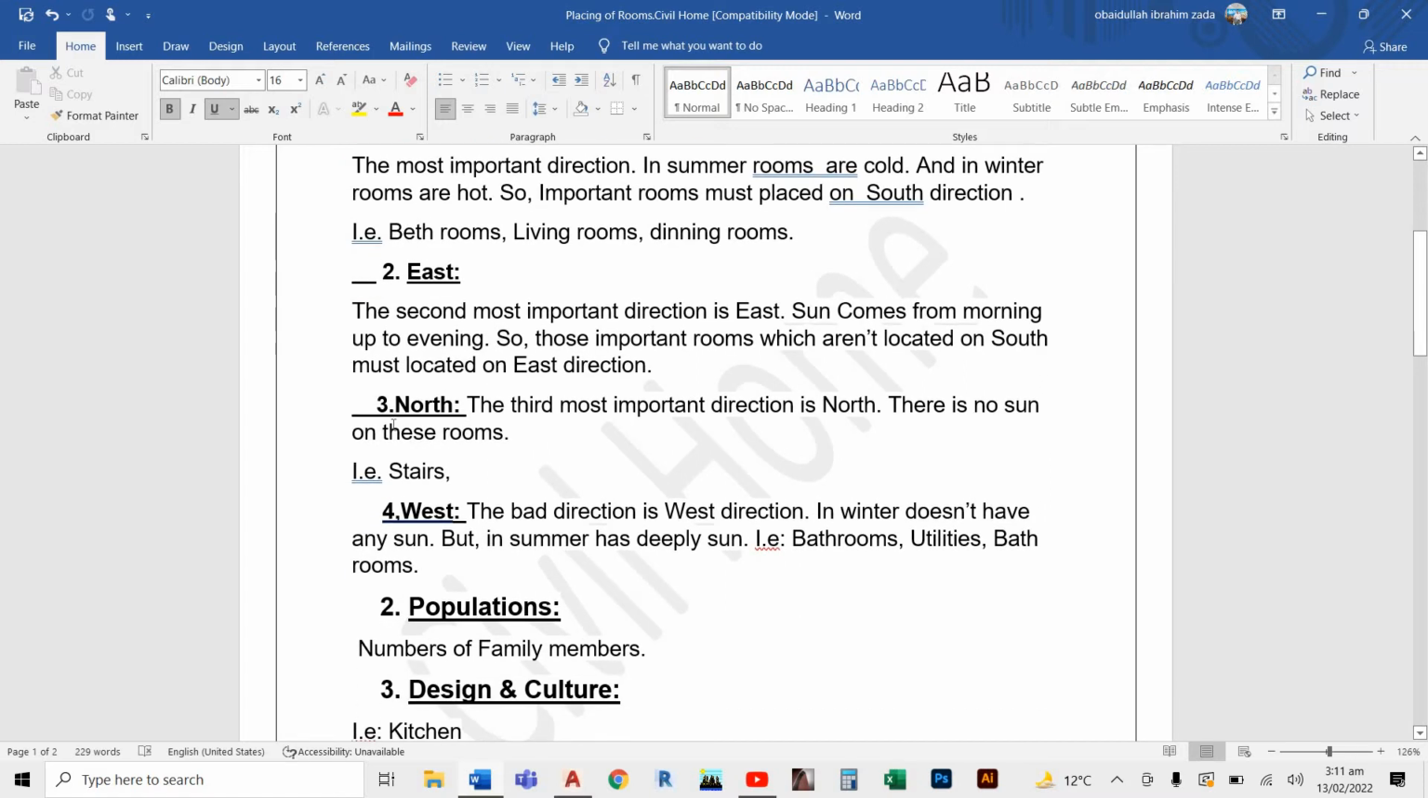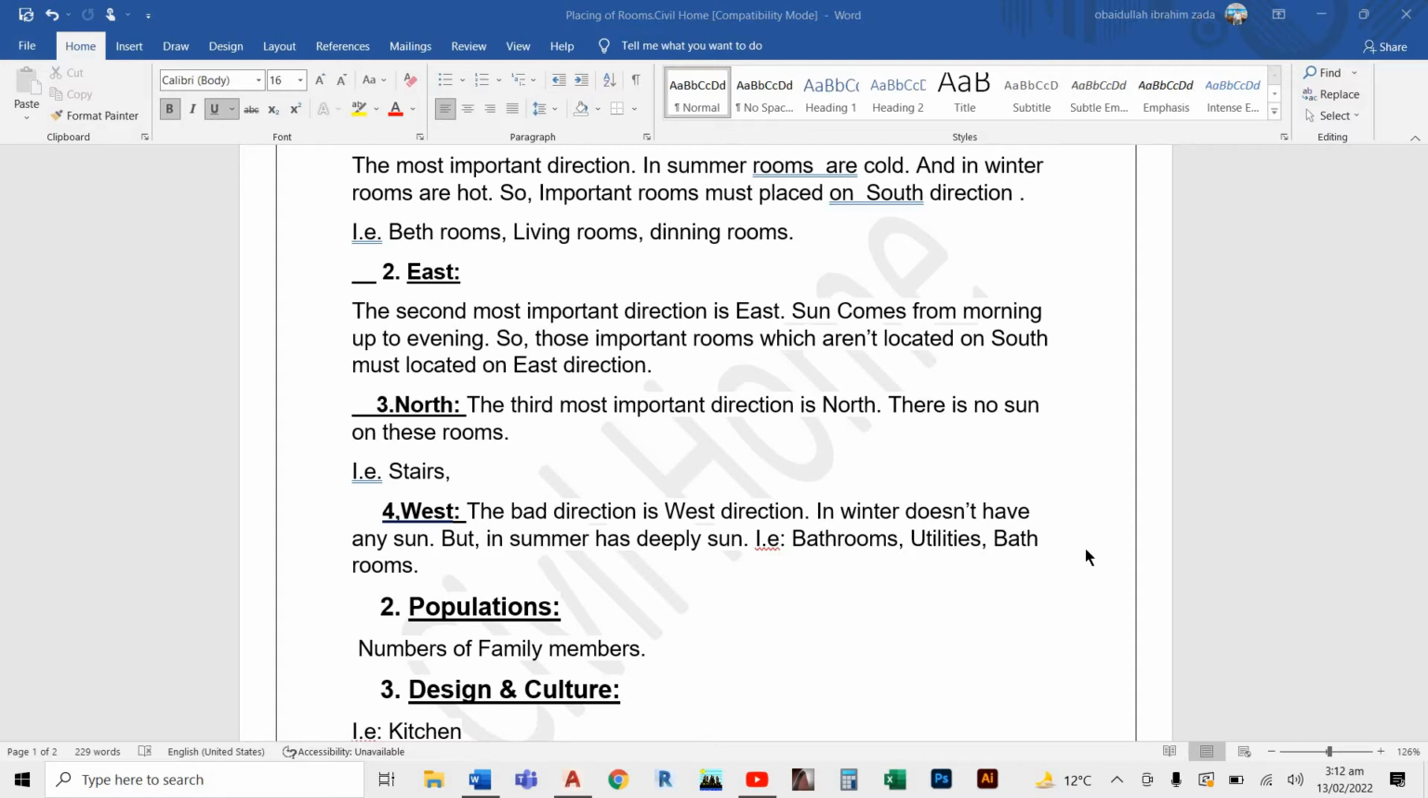Then north. The third most important direction is north, and the north direction doesn't have any sun. We should place stairs in the north. Why? Because there is no sun. When you go upstairs or downstairs, the sun would shine into your house. Because of this, we need a place for the stairs where there will be no sun, so we locate the stairs in the north direction.